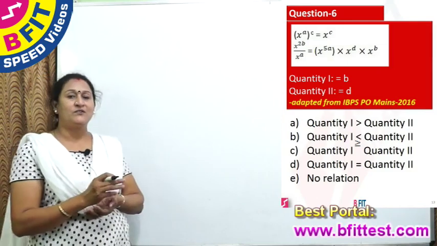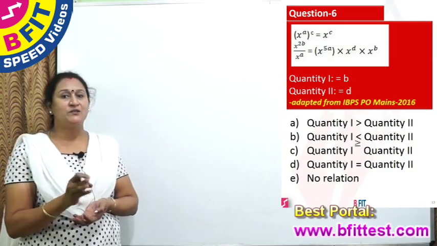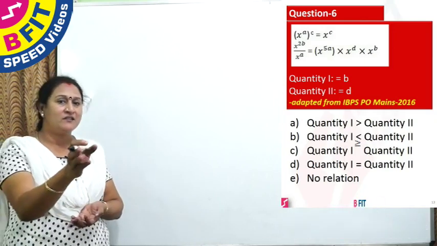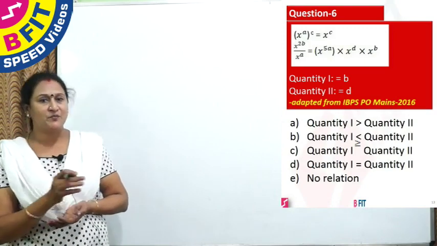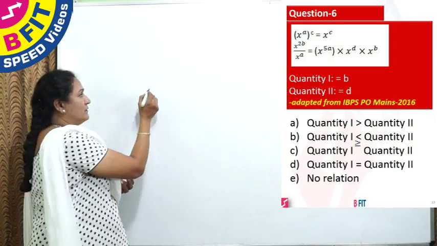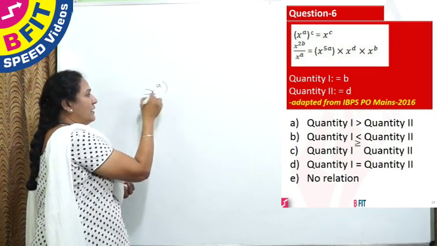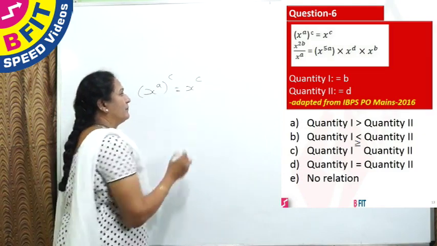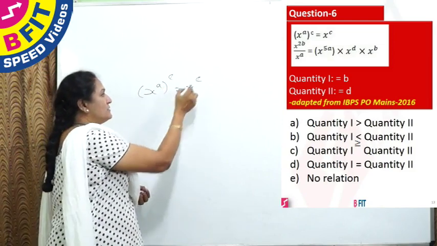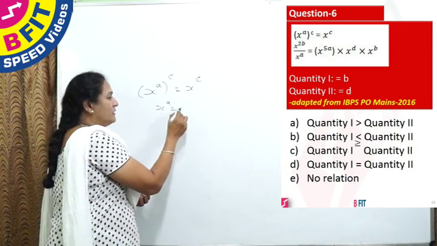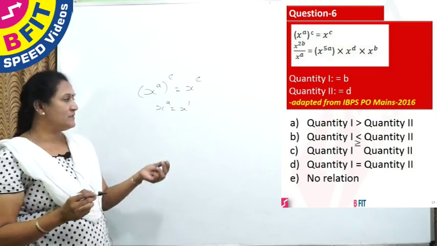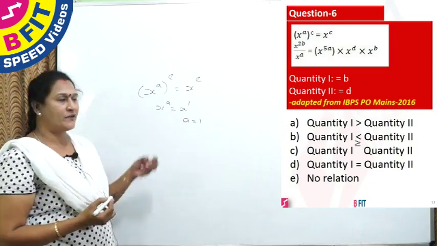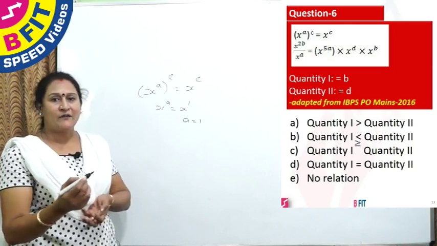So this question was adapted from IBPS PO Mains 2016. In recent exams, this pattern of questions is asked, and this question was asked for IBPS PO Mains. So with this given detail, x power a, the whole power c, is equal to x power c. Cancelling the common powers, x power a equals x power 1. So what does this imply? Base same, we can equate the powers, a equals 1. So from the first equation we have got a value as 1.